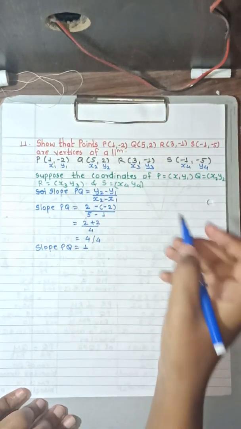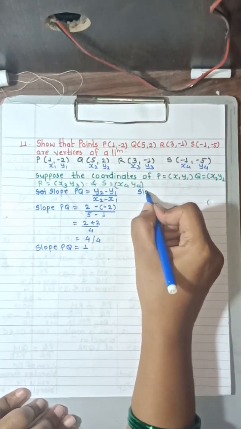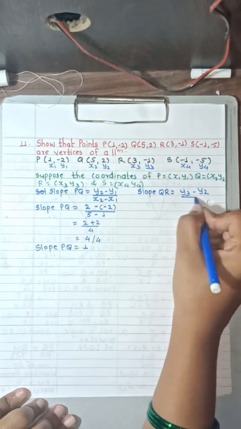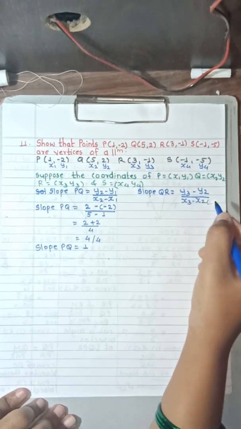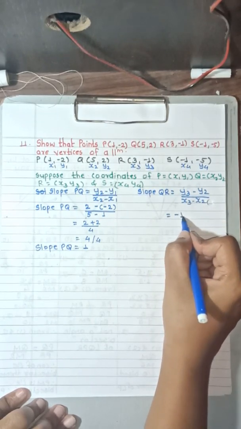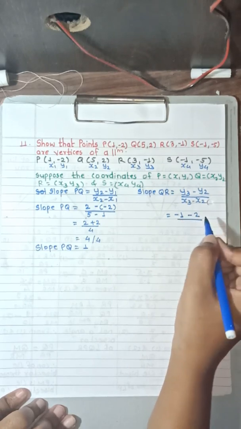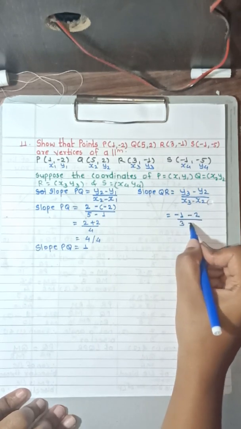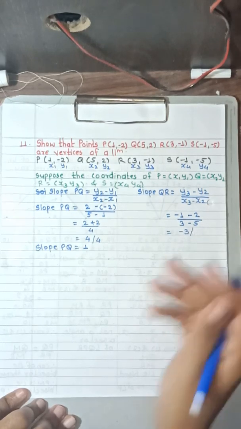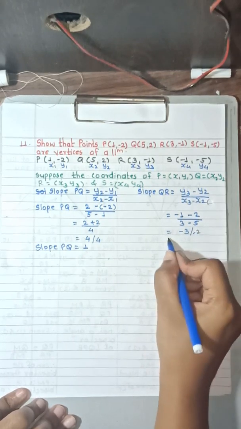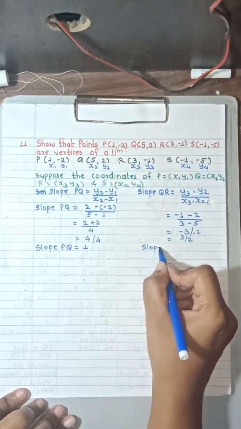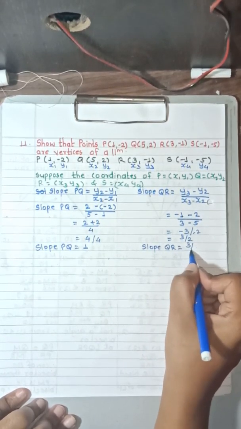Now we'll find out slope QR. Slope QR is equal to y3 minus y2 upon x3 minus x2. So if you see value of y3 is minus 1, y2 is 2, and value of x3 is 3 minus x2 is 5. Now this will be equal to minus 3 upon minus 2, and that is nothing but 3 upon 2. So you may write down here slope QR is equal to 3 upon 2.